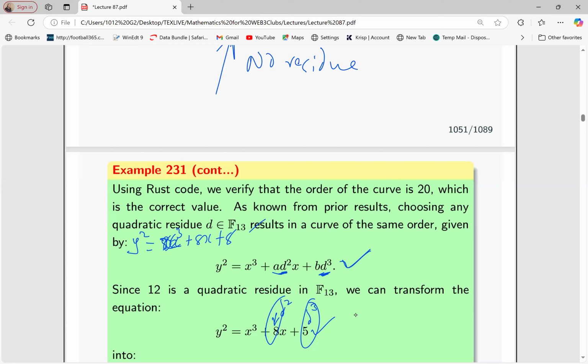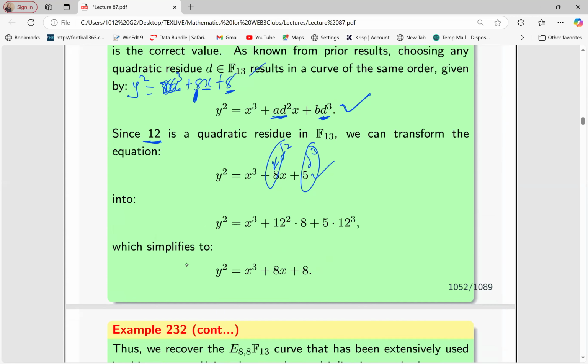And then finally, when I reached 12, I multiplied 12 by this, where there is 8 multiplied by 12 squared, and this 5 multiplied by 12 cubed. When I did that, finally, I ended up getting this equation. So you can see I'm just multiplying, where there's this 8, by 12 squared, and this 5 by 12 cubed, and reducing mod 13. When you do that, you end up with this curve.